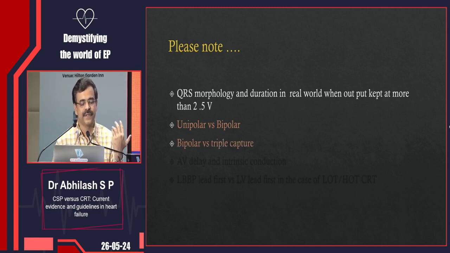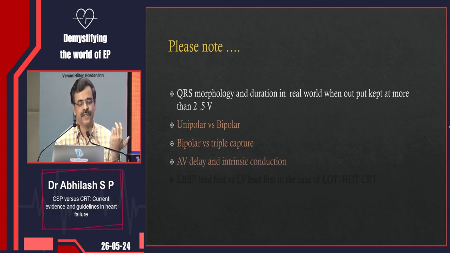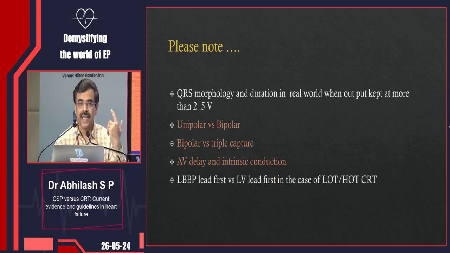Then the settings we need to remember, the different captures we need to remember. AV delay and intrinsic conduction also matter. Many times we are going to keep the conduction system pacing lead ahead of the LV lead. If there is an LV lead also, especially for LOT CRT, that's a different topic, I'm not going into it. Many times we are going to keep the conduction system pacing lead as the first one. So we should be familiar with all these before embarking on conduction system pacing for all heart failure patients.